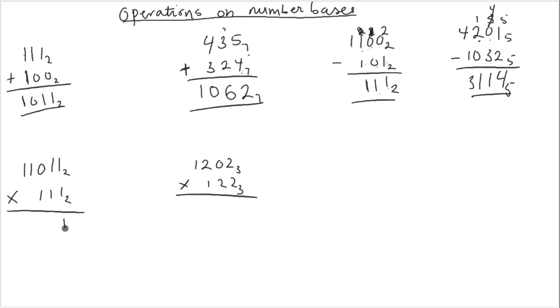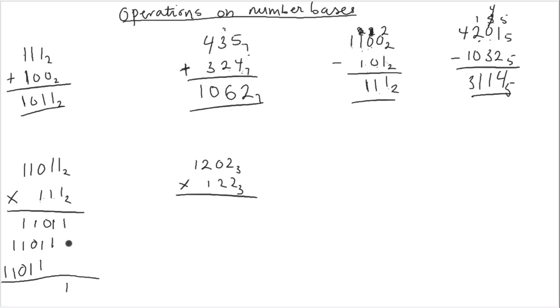1 times 1 is 1. 1 times 1 is 1. 1 times 0 is 0. 1 times 1 is 1. 1 times 1 is 1. Then this one gives me 1 times 1 is 1, 1 times 1 is 1, 1 times 0 is 0, 1 times 1 is 1, then 1 times 1 is 1. Then the last one, 1 times 1 is 1, 1 times 1, 1, 1 times 0, 0, 1 times 1, 1, 1 times 1, 1.